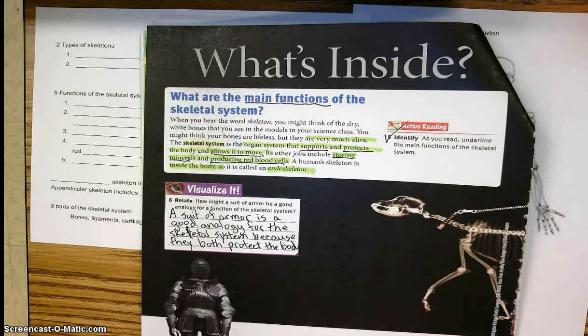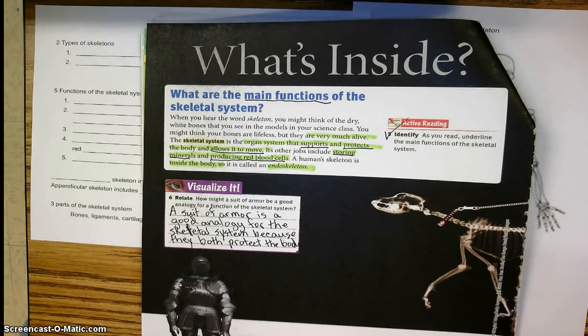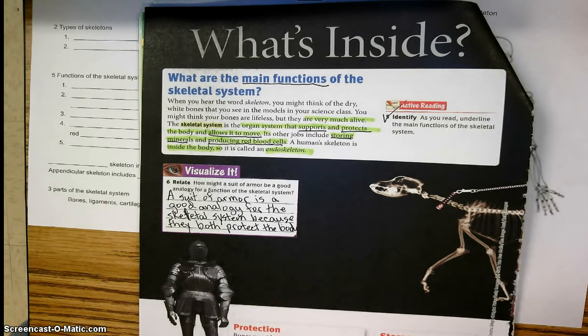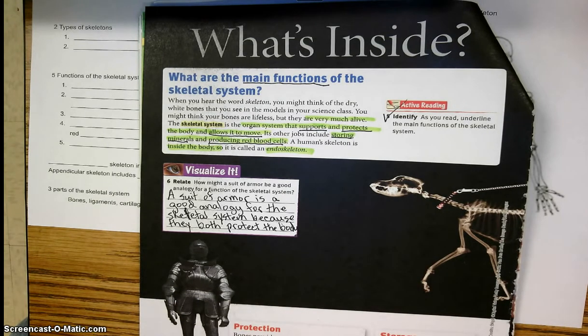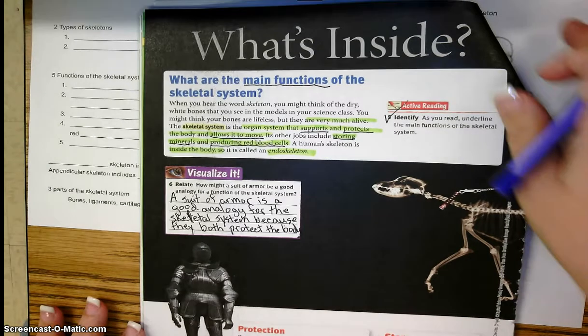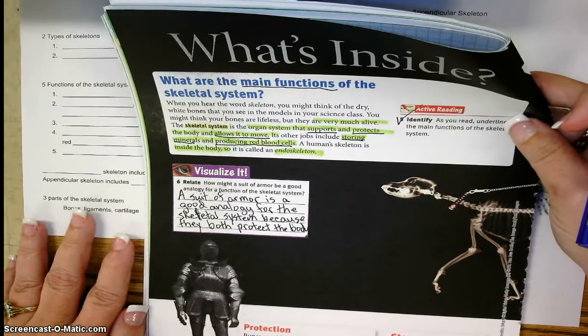But when we talk about skeletons in general, humans have what we call an endoskeleton, meaning it's on the inside, as opposed to crabs and insects that have exoskeletons, or their skeleton is on the outside. One of the functions of the skeletal system is protection, and so it asks, how would a suit of armor be a good analogy for the skeletal system? Both a suit of armor and your skeleton would protect the body, and so that's why it's a good analogy for the function of the skeletal system.